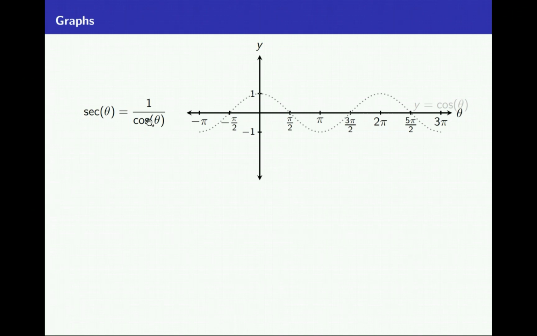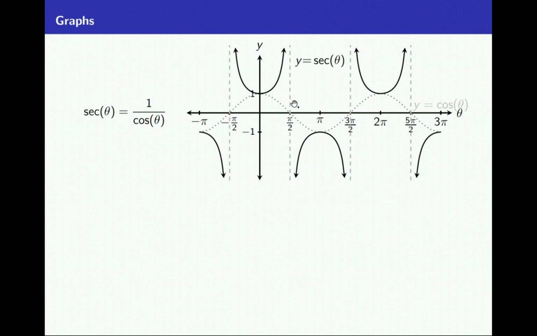Now, if you think about 1 over cosine theta, when theta is 0, cosine of 0 is 1. Right here, the reciprocal of 1 is 1. So the graph of secant theta passes through this point. But as theta approaches pi over 2, cosine of theta gets closer and closer to 0. So this reciprocal would be getting bigger and bigger and bigger. So you'd expect the graph of secant theta to move up like this. And in fact, it does. Here's its graph.